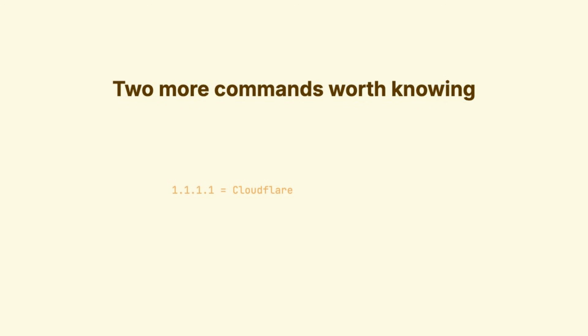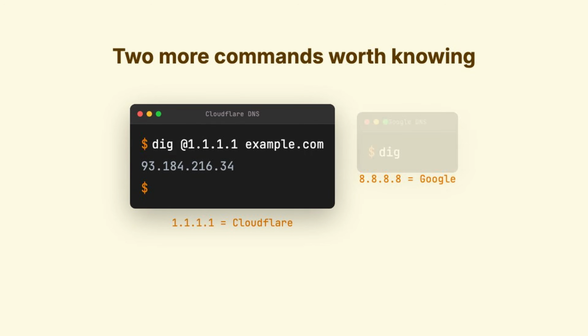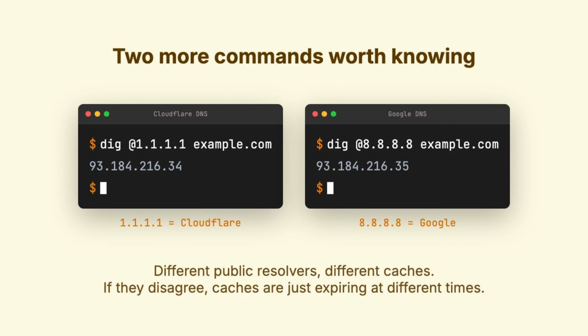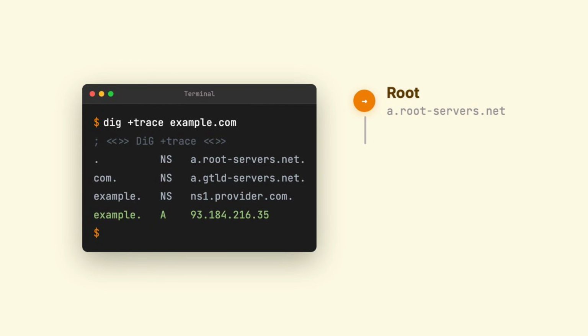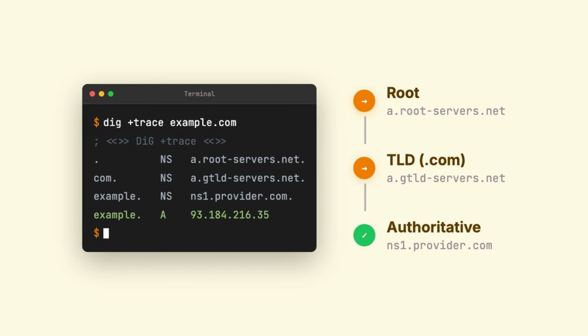Two more commands worth knowing. Different public resolvers, different caches. If they disagree, caches are just expiring at different times. And plus trace shows every step in the lookup chain, useful for deeper debugging.